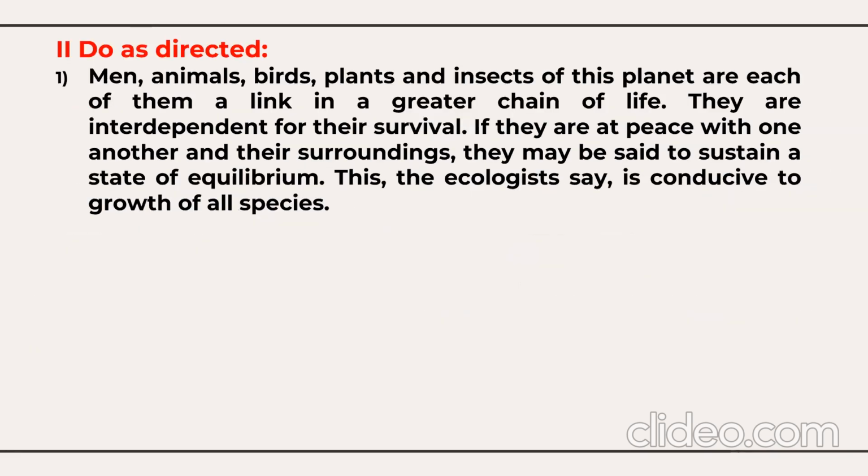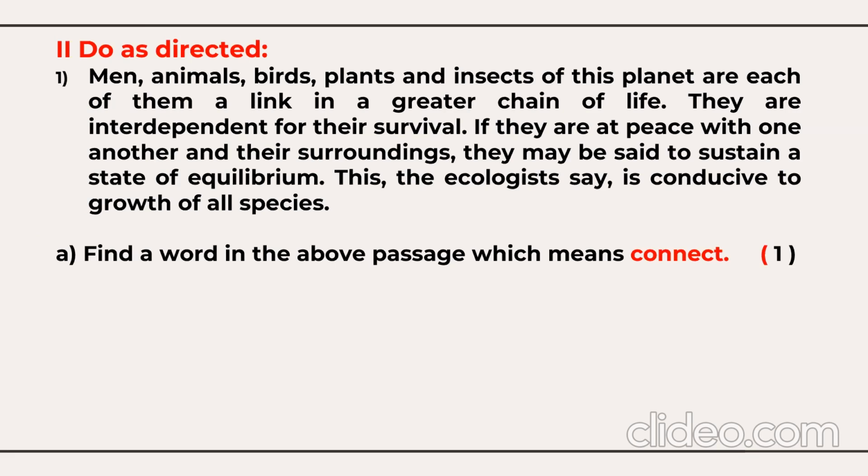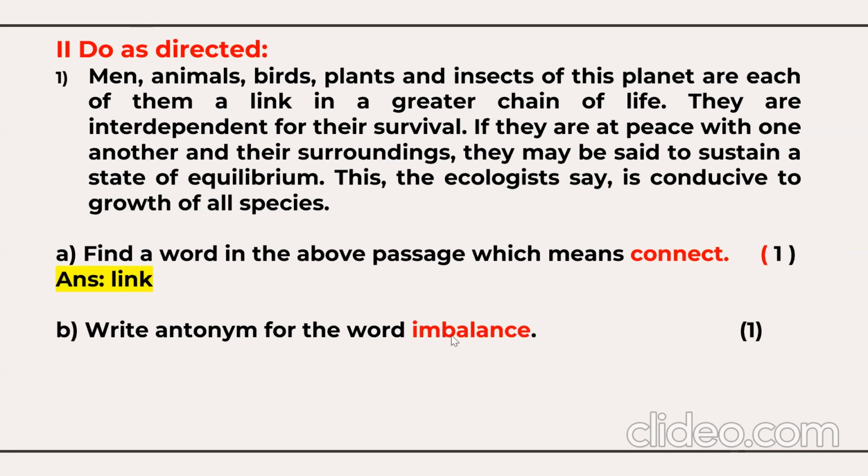Now the second question you have here, again a passage is given and you need to read the passage and answer the following questions. So when we read this passage, we need to find a word which means connect. So we find here the word link. This is the word that means connect, link. Then write an antonym for the word imbalance. So what is the word from the passage which is the antonym of imbalance? That is equilibrium, equilibrium. So in this reading passage, you need to answer 2 marks questions, 1 plus 1.